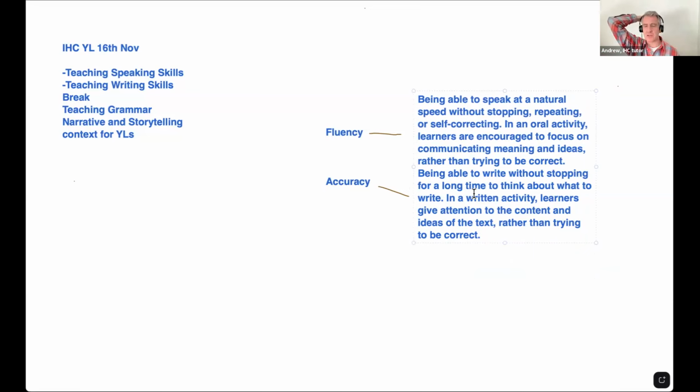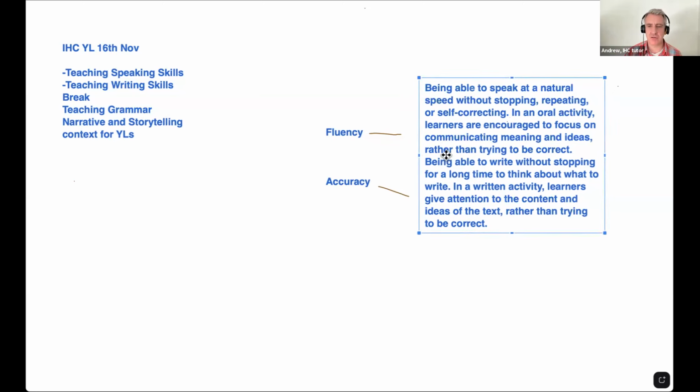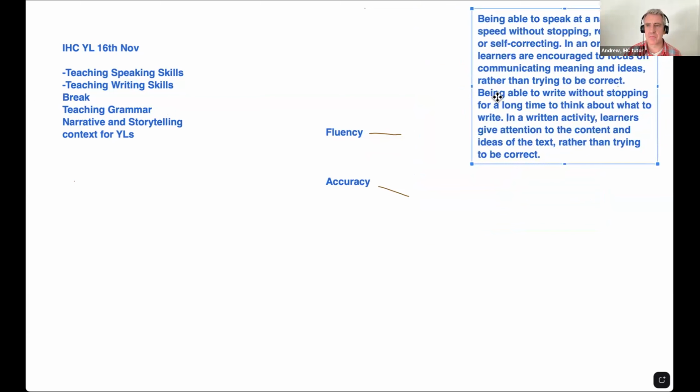Being able to write without stopping for a long time to think about what to write. In a written activity, learners give attention to the content and the ideas of the text rather than trying to be correct. So which do you think it is, Christian? Is that fluency or accuracy? I think it's fluency. Yes. Natural speed without stopping, focused on content and ideas rather than trying to be correct with the language, yeah?